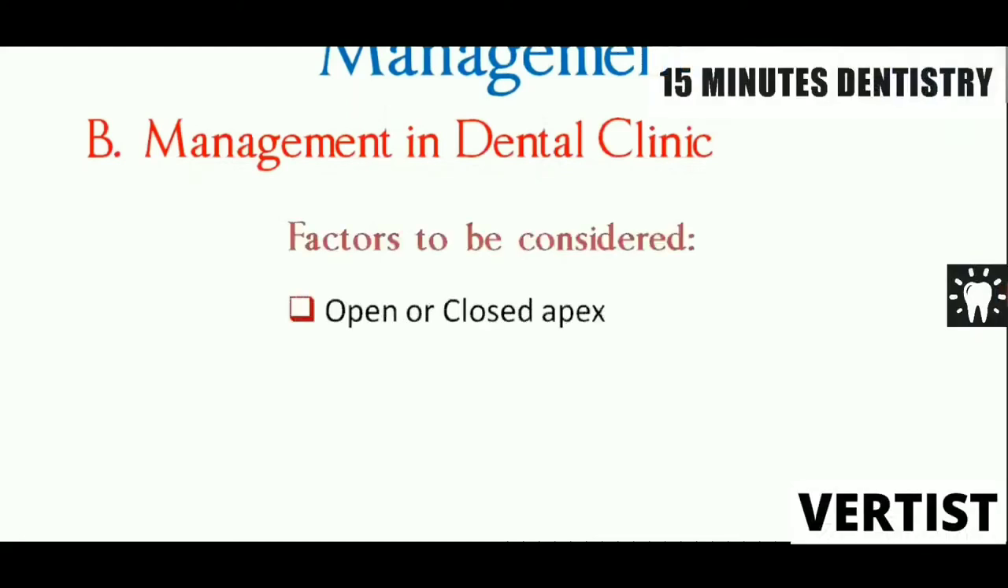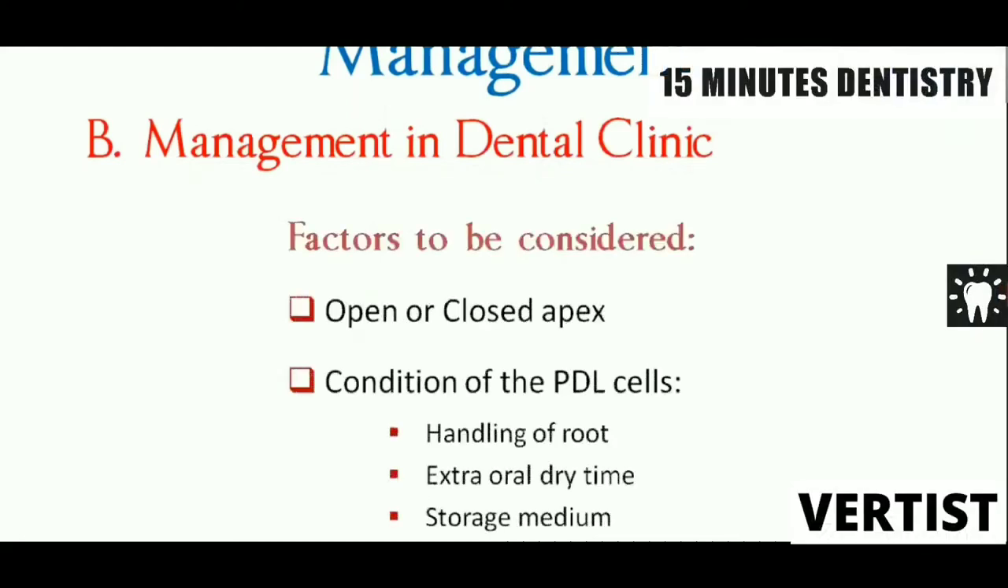Factors which are to be considered when we are discussing the management of an avulsed tooth in a dental clinic are, first, whether the tooth which has been avulsed has an open apex or a closed apex. Second, the condition of the periodontal ligament cells, which would ultimately be determined by how the tooth was handled after avulsion, the extraoral dry time, and the storage medium. This is going to determine how the periodontal ligament cells are.